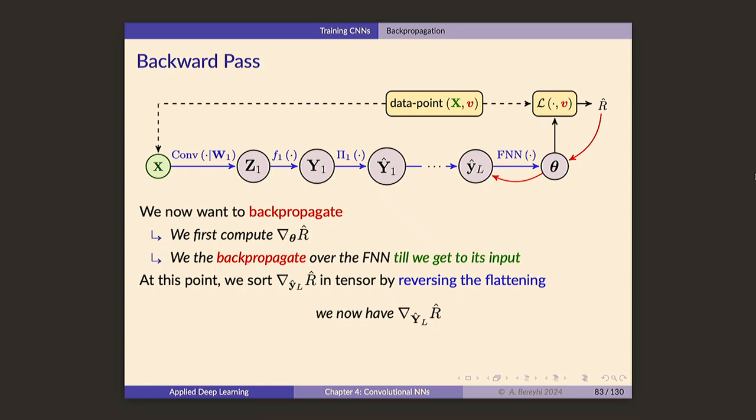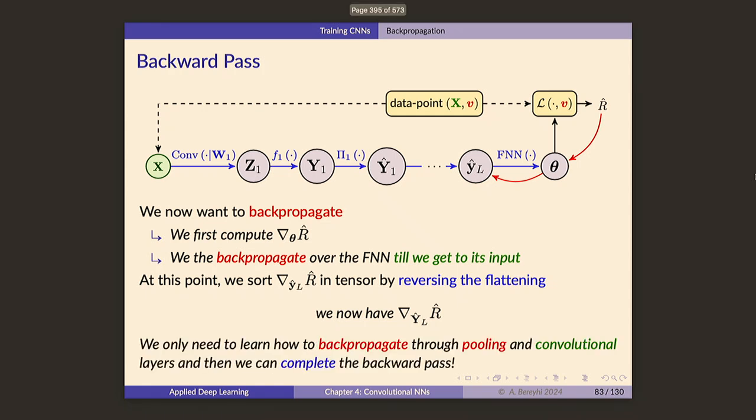So I can put this particular guy in the form of a tensor, and then I'm going to call it the gradient of r hat with respect to that tensor. This is the gradient that we are going to start with at the output of our convolutional layers, right? And then what we want to do is go backward over all of these layers. The main things that we need to know are how we go backward through pooling and convolutional layers, correct? Now, do you remember how we did it on pooling?